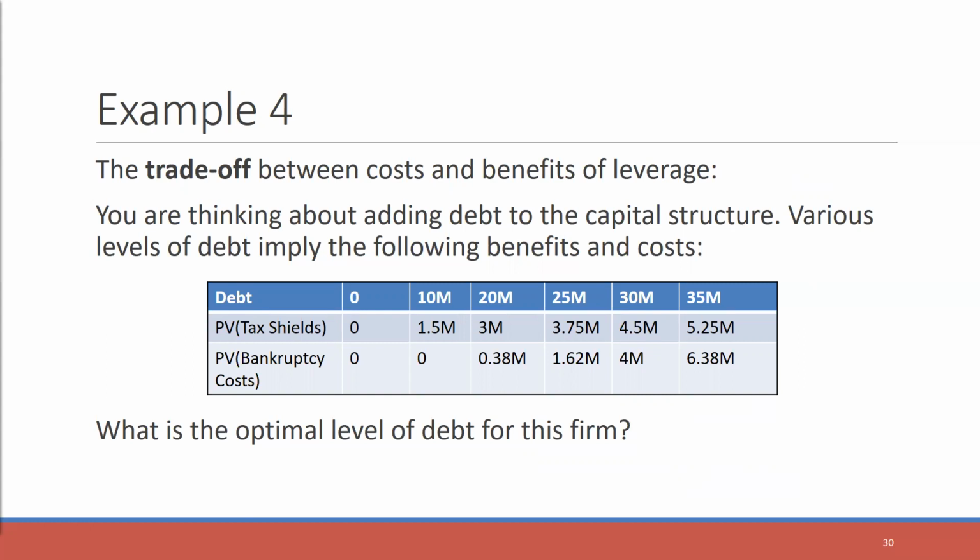What we want to find is the level of debt that has the highest net benefit, or the highest NPV of financing. Let's subtract the costs, the present value of those bankruptcy costs, from the benefit, the present value of the tax shield. As we go through and subtract one from the other, hopefully what we'll observe is that there is a level of debt that actually has the highest net benefit. Hopefully you'll find that that's going to be at 20 million.